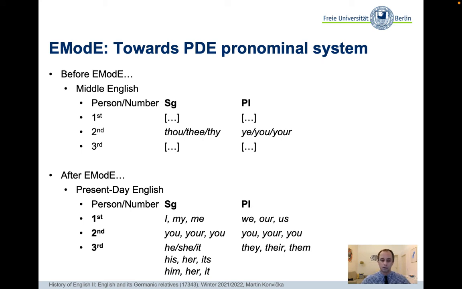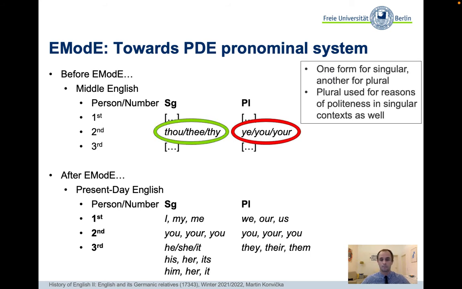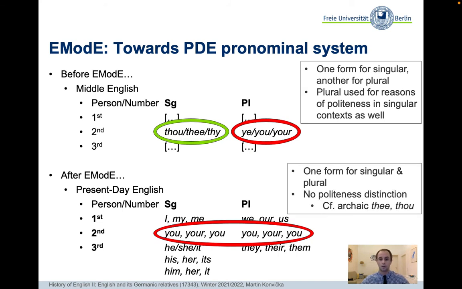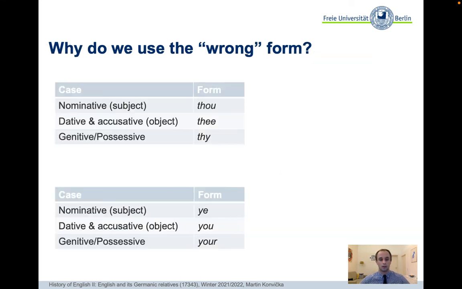In early modern English, and also in present-day English, we only have one form for the singular and the plural, right? So you can be singular and plural. And there is basically no politeness distinction in this system, only very few archaic uses of the pronoun thee, thou, right? Bible, or if you want to sound very archaic or very formal.